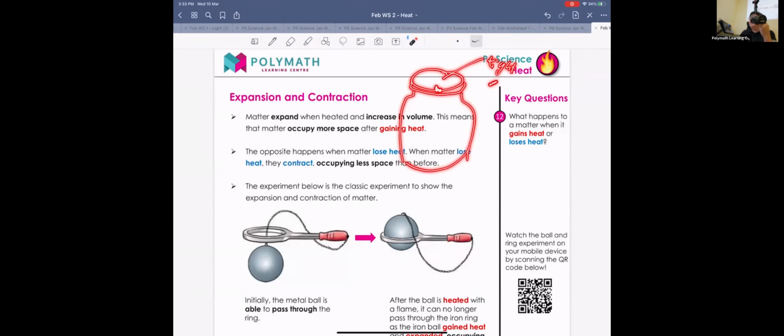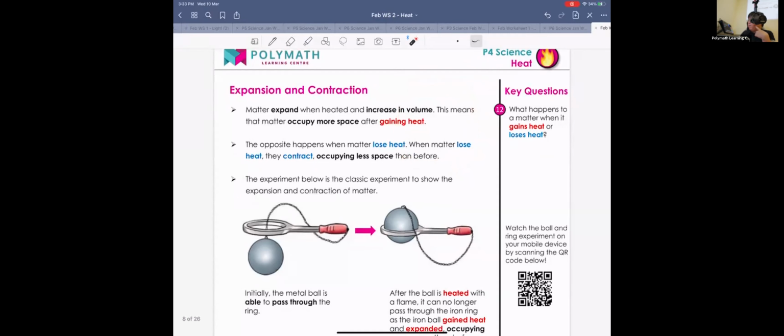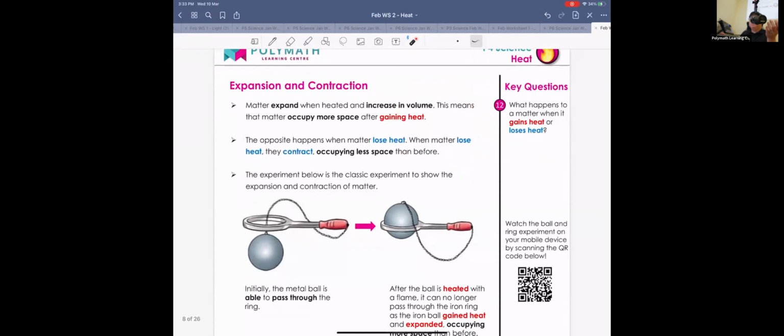So why? Because when the lid gains heat from the hot water, it expands. The exact explanation is in secondary school, so I'm not going to tell you now.